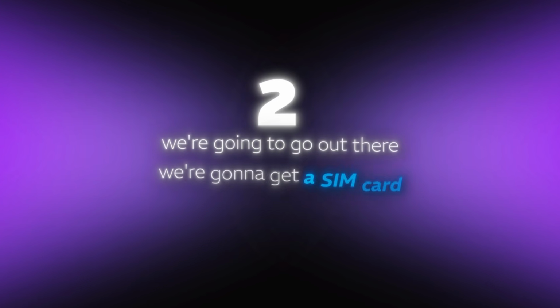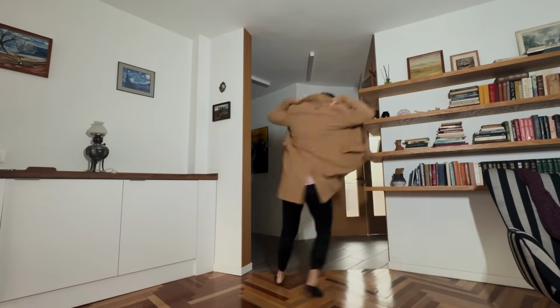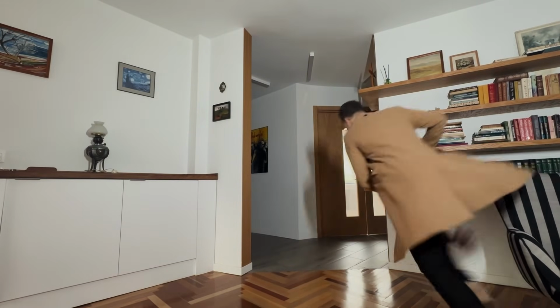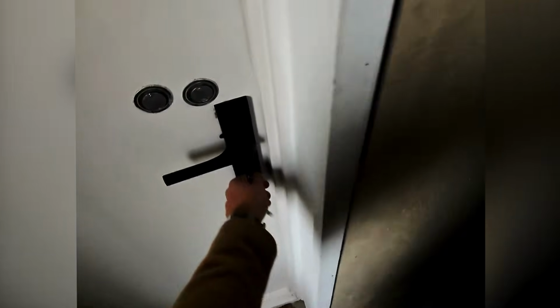Okay, so we got ourselves a phone. Next thing we're gonna do is go out there and get a SIM card specifically for this phone. And I know what you're probably thinking: Herman, we're 2 minutes into this video and you tell me to get a new phone and to go buy a SIM card. I don't have money for that. I want to make $1 million without spending a cent.